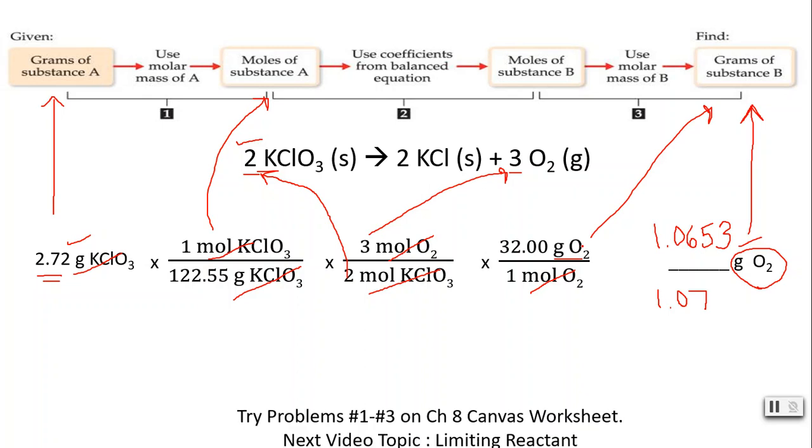So I would recommend, if you have not already, trying all the parts for problems 1 through 3 on the Chapter 8 Canvas worksheet. You're going to use the same series of steps. Check your answers. The answers are on Canvas as well. The next video topic will be a separate video. It'll be on limiting reactant, and that concept you will use on problem 4 of the Canvas worksheet.